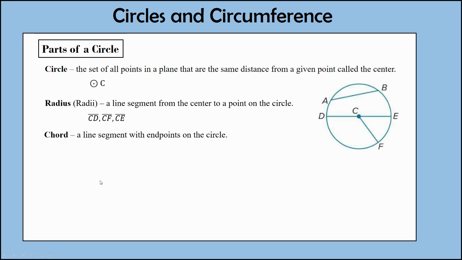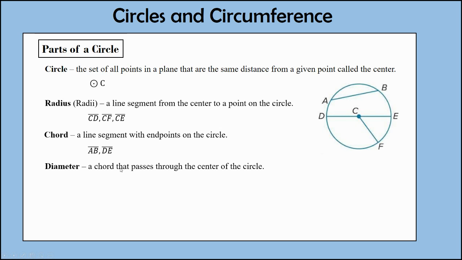The next thing is a chord. And a chord is defined as a line segment whose endpoints are on the circle. So this is a chord AB. A to B is a chord, its endpoints are on the circle. And DE is also a chord because its endpoints are also on the circle. So those two are chords, and then we get a diameter.